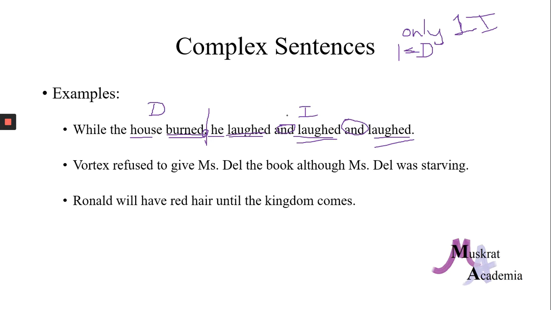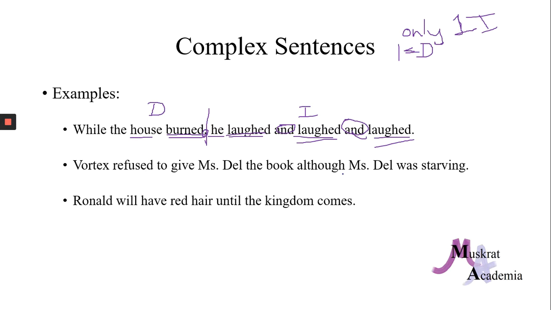Also, side note, this is an example of the literary device called polysyndeton, because we have more conjunctions than we need. You could just say he laughed, laughed, and laughed. This is often used for emphasis. You can tell we're emphasizing him laughing because we say he laughed three times, even though we really only need to say it once. The repetition of and is also done for emphasis. So dependent plus independent clause, complex sentence.